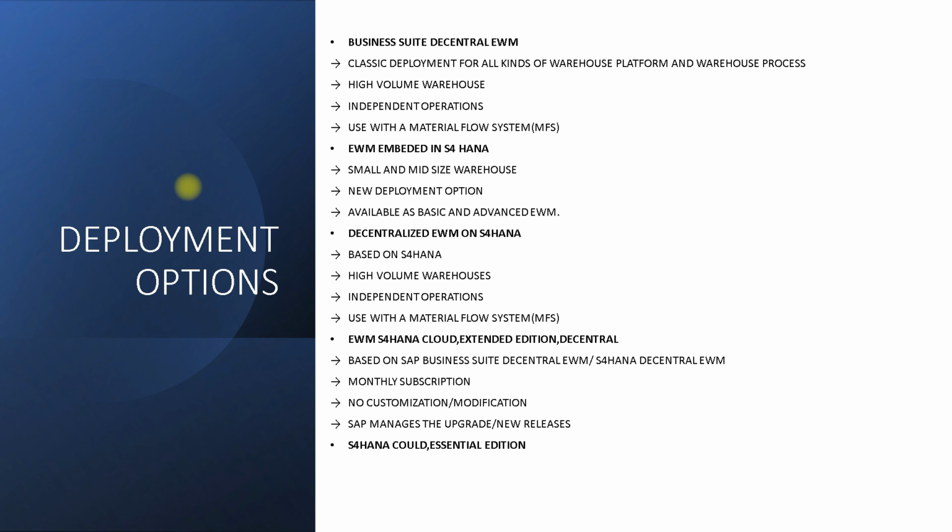But keep in mind that if you are taking a decentralized EWM on S4HANA, then you have to check for the versions. As we have seen, after 1809, you have to take those versions for the decentralized S4HANA EWM system. Okay, so next one is your SAP S4HANA Cloud Extended Edition and Decentralized version.